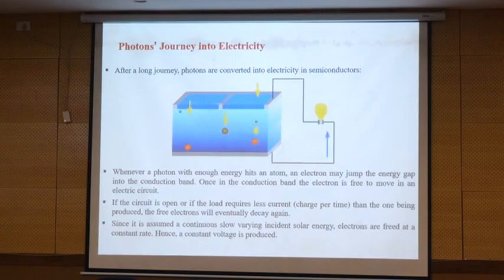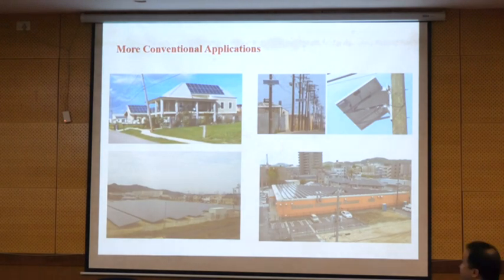So we normally use the silicon-based PV panel, and when the photon hits the surface, one electron is released and provides the electricity. So it is not that complicated a technology, but it is very useful. So we have different types of installation. I mean, we can install in different ways.